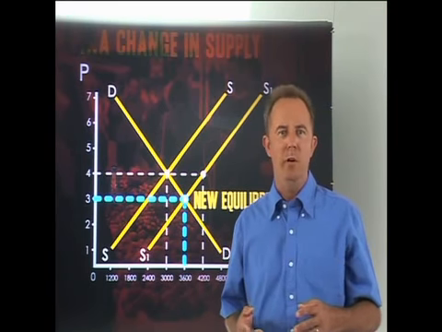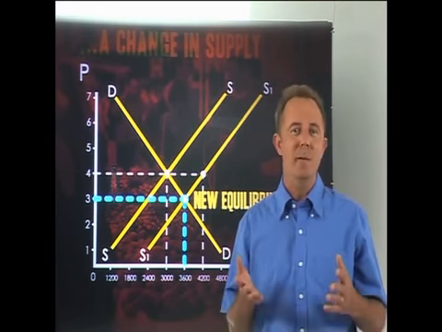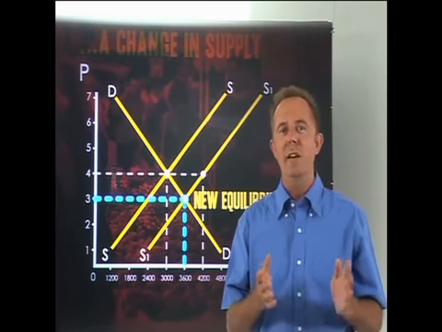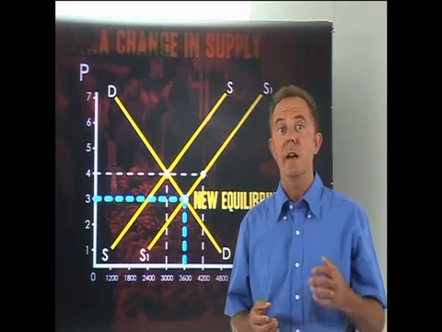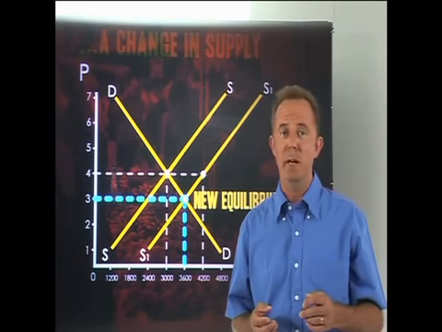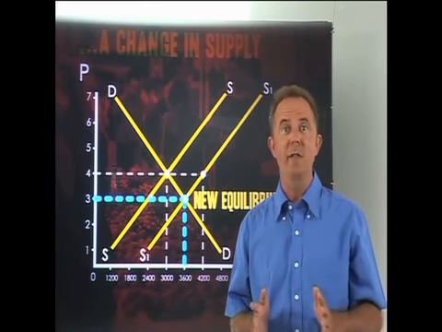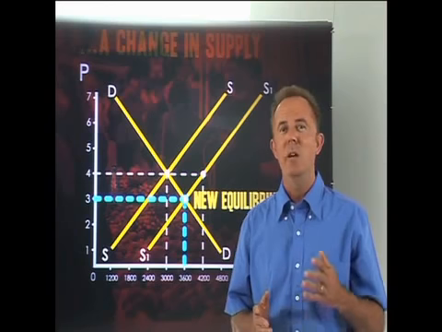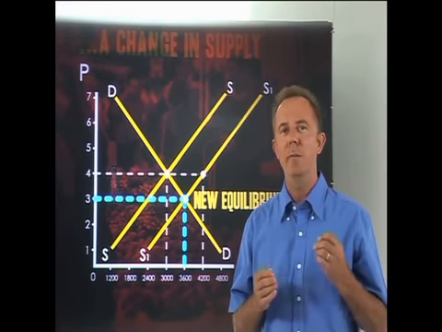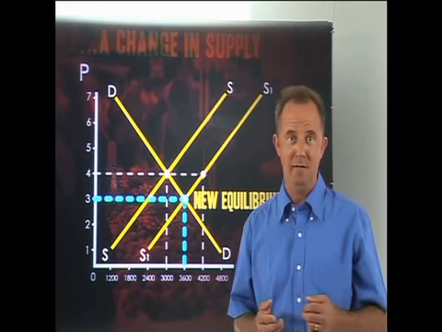Comparing the new equilibrium position with the equilibrium position before, you can see that an increase in supply leads to a decrease in price, and an increase in the quantity demanded and supplied. To summarise then, any factor other than the price which increases the supply of a good or service will eventually cause the equilibrium price to fall and the equilibrium quantity to rise.